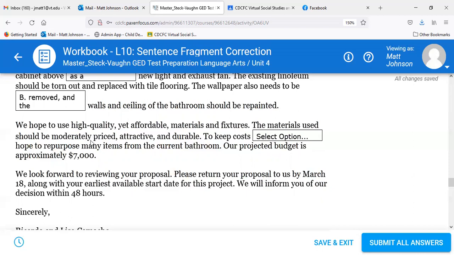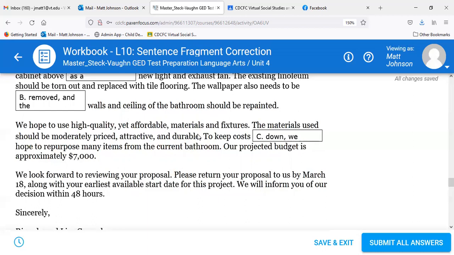We hope to use high quality yet affordable materials and fixtures. The materials used should be moderately priced, attractive, and durable. To keep costs down. C. Yep. Comma, we. So again, to keep costs down, that's not a complete sentence. To keep costs down, comma, we hope to repurpose many items from the current bathroom.